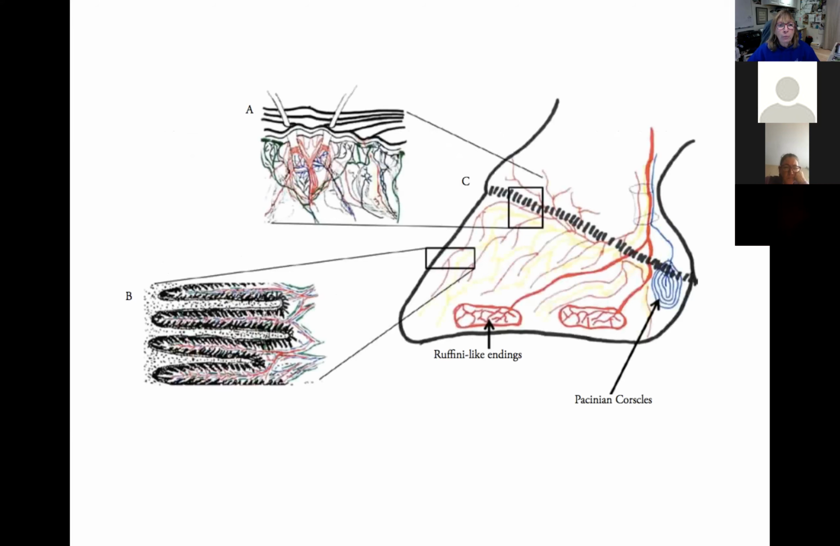So again, this is all from Bowker's chapter, and this is a drawing that I took from that, and you can see where the Pacinian corpuscles are located in the heel bulbs, and the Ruffini-like endings are in the sole of the foot.